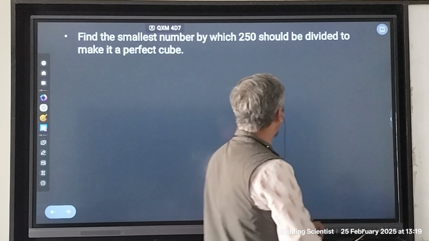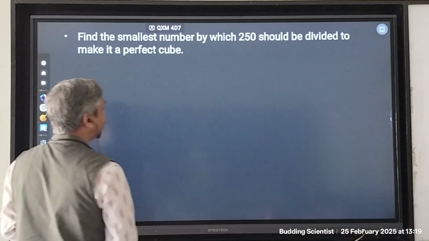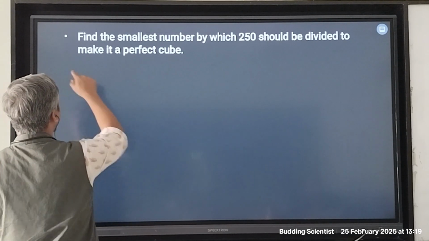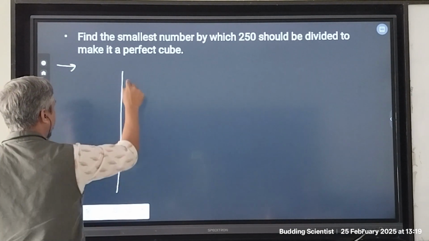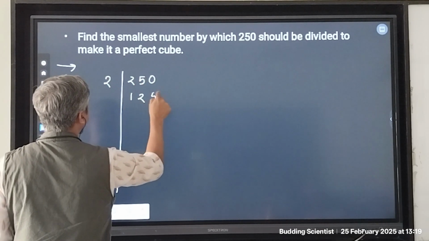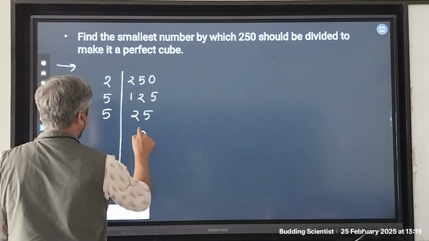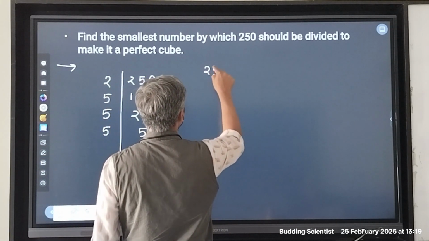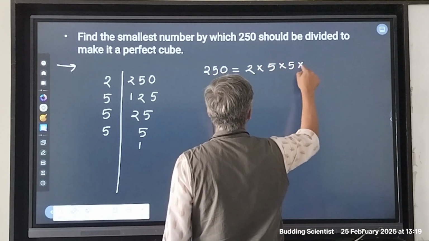Find the smallest number by which 250 should be divided to make it a perfect cube. Again, we'll go by the same logic. We'll find out the prime factors first. So the prime factorization for 250: we divide by 2, get 125, we divide by 5, 25, 5, 5, 5, 1. So we'll write 250 is equal to 2 into 5 into 5 into 5.